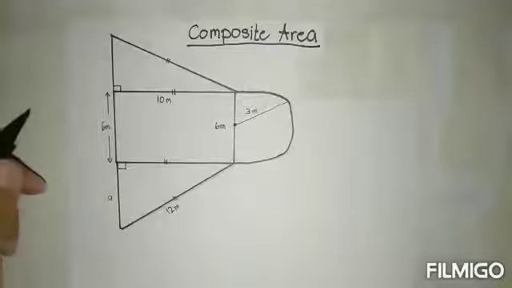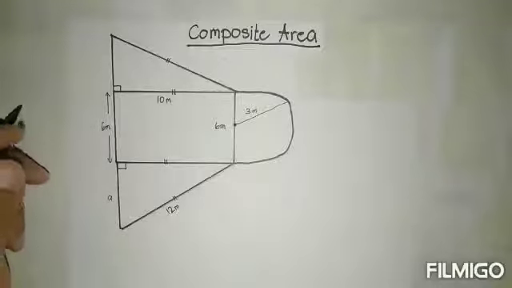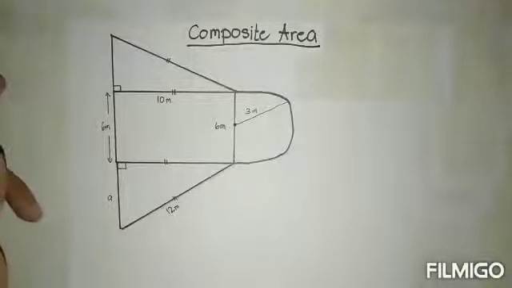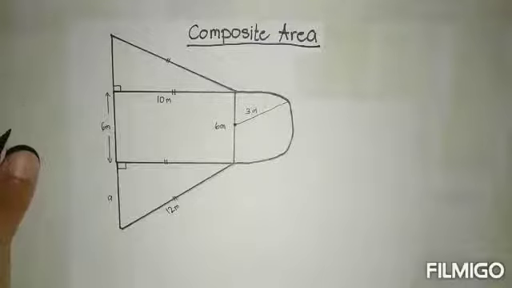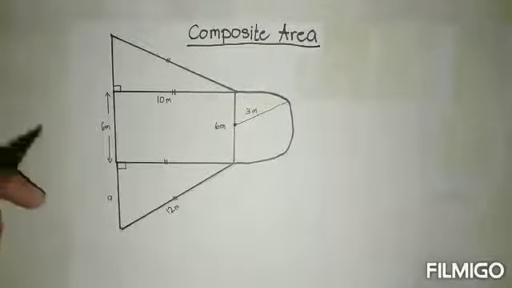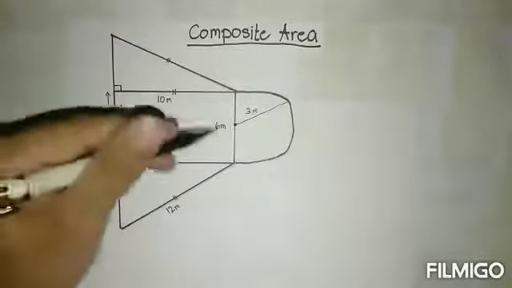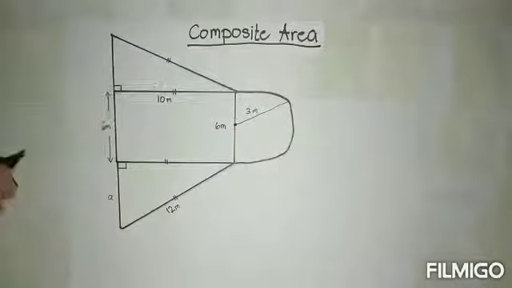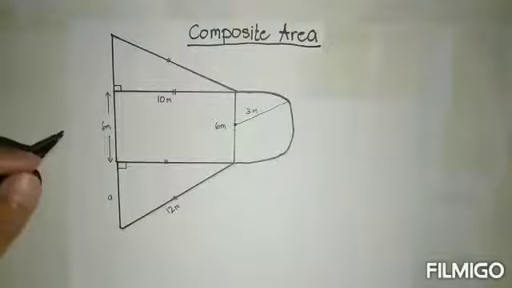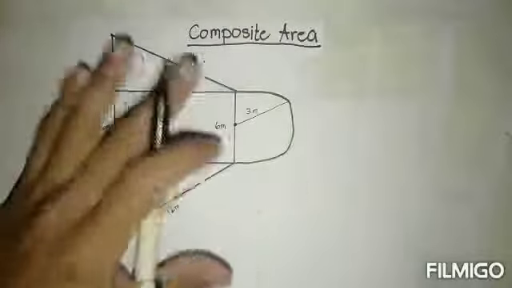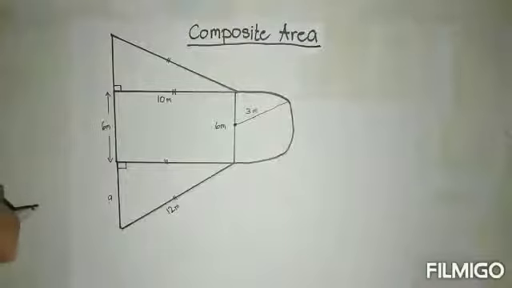When it comes to this, first you must identify and decompose it into figures. Then after that, you look for the dimensions. You look if all the dimensions are provided. If not, of course, we have to find them. Next, we find the individual areas of these figures. Once we finish that, the final step is to add them to find the total area of this whole figure.